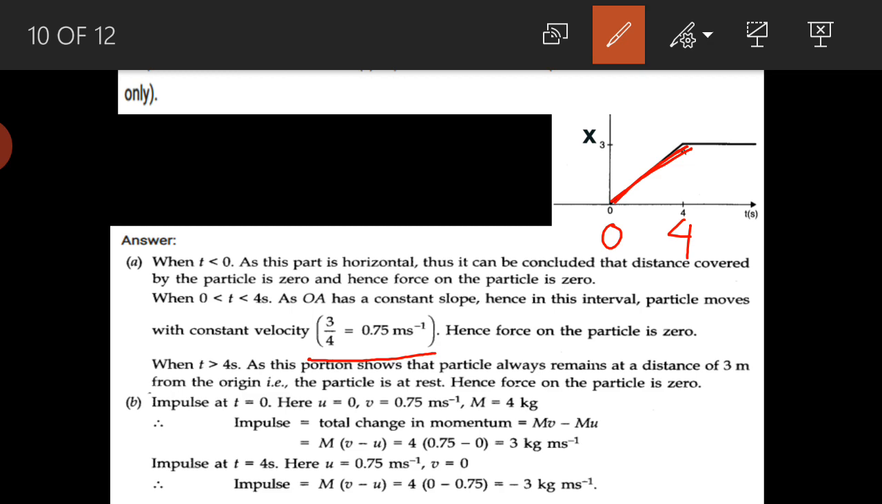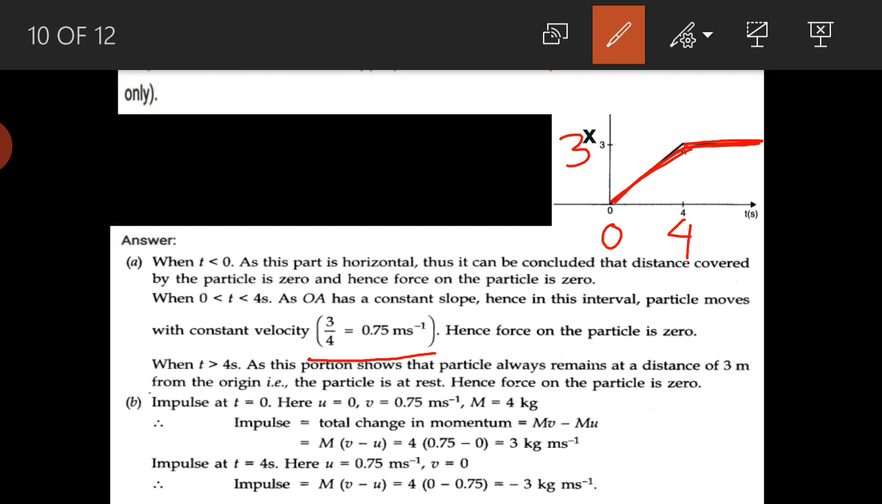As this portion shows, the particle always remains at a distance of 3 meters from the origin. You can see here x is constant. How much is it? 3 meters from the origin. There is no change of distance. Therefore, the particle is at rest. Hence, the force on the particle is again 0. Right? For t less than 0, F is equal to 0. For t greater than 4 seconds, F is 0. For t between 0 to 4 seconds, the force is again 0.